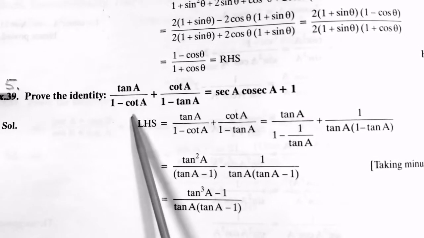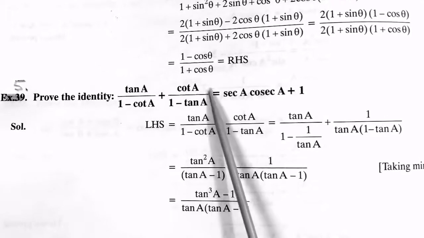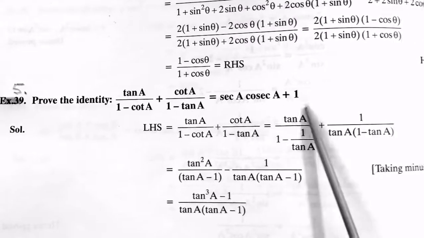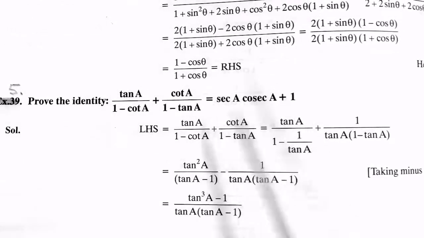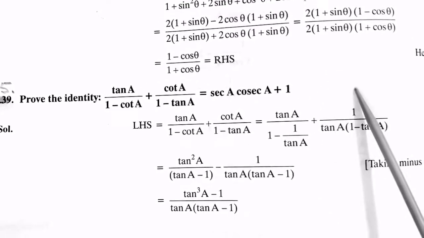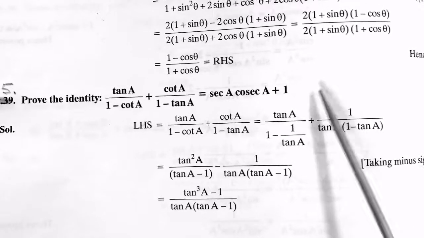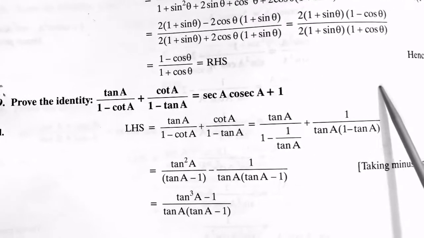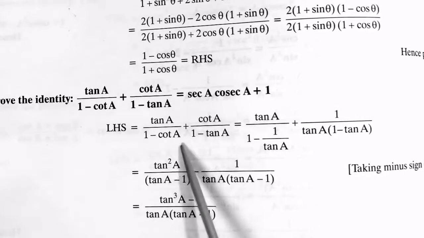Prove that tan A over 1 minus cot A plus cot A over 1 minus tan A is equal to secant A into cosecant A plus 1. Right, the same question can be asked as, show that this left hand side is equal to 1 plus tan A plus cot A. So I start with the left hand side, right?